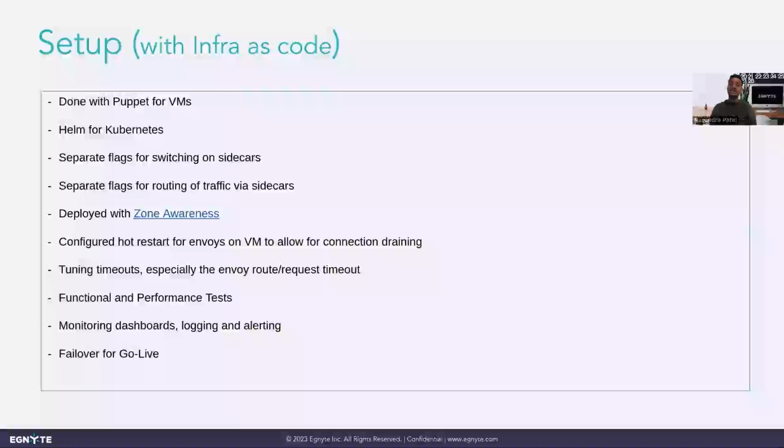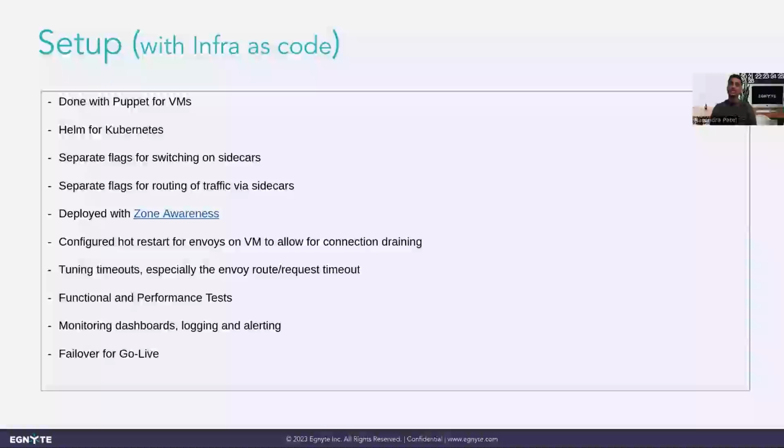Another important aspect that we need to keep in mind, which we also had to take care of, was tuning the timeouts. By default, Envoy comes with some default timeouts, but those might not be suitable for our use cases. For us, especially, the Envoy route or request timeout was 15 seconds, but we have frequent uploads and downloads, and a lot of them are long running. So for that reason, we had to tune this 15-second default timeout to make it suitable for our requirements.